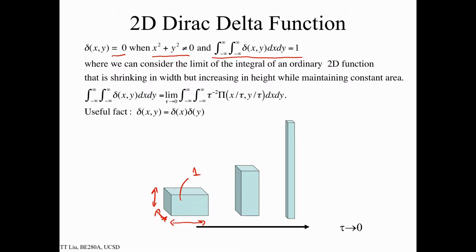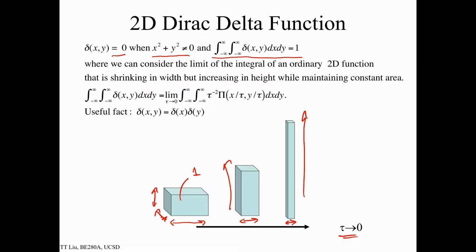And as we shrink the base, the height must go up to maintain that area. So the height has to go up. And then we continue this process where the height continues to increase while the base shrinks. And we look at the limit as that length goes to 0.